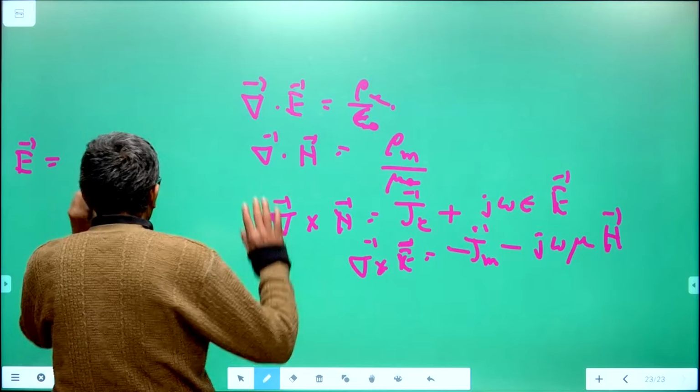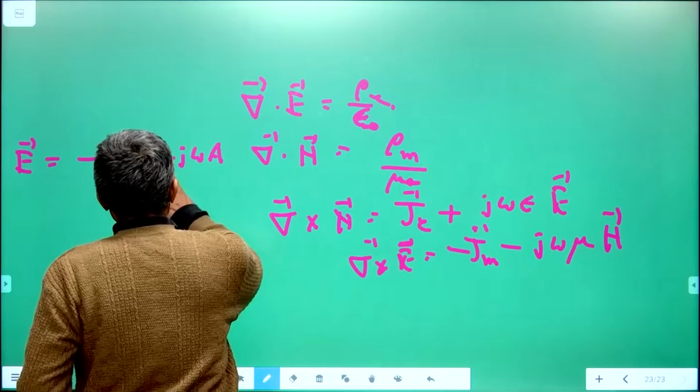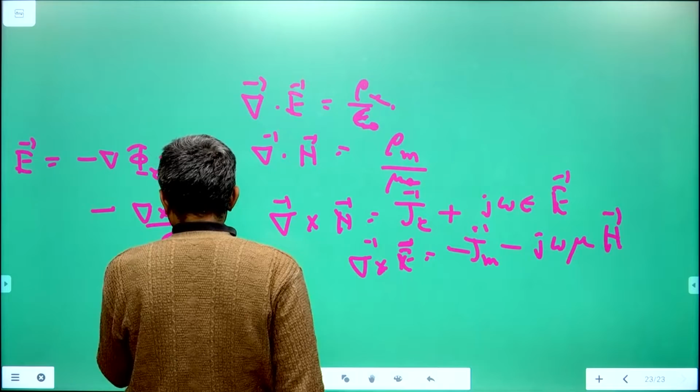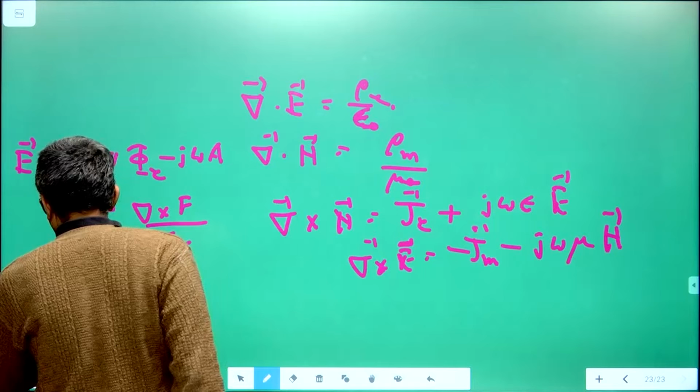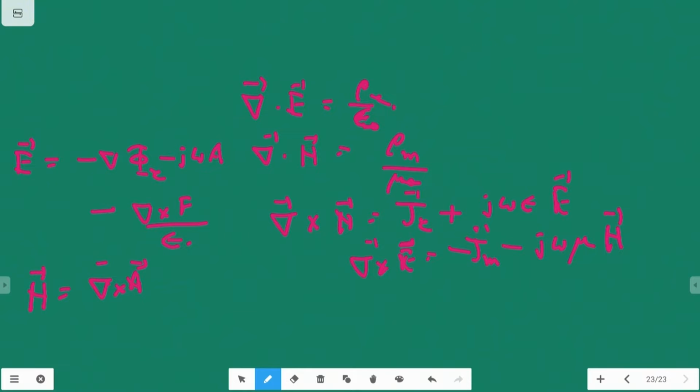If there were only electric charges and electric currents, then it will be minus del phi E minus j omega A, and when there are no electric charges and no currents, the solution is minus del cross F by epsilon. So, the general solution here will become the superposition of these two. Likewise, if you look at H, if there were no magnetic charges and magnetic currents, the solution will be del cross A divided by mu. And when there are magnetic charges and currents, it will be minus del phi m minus j omega F.